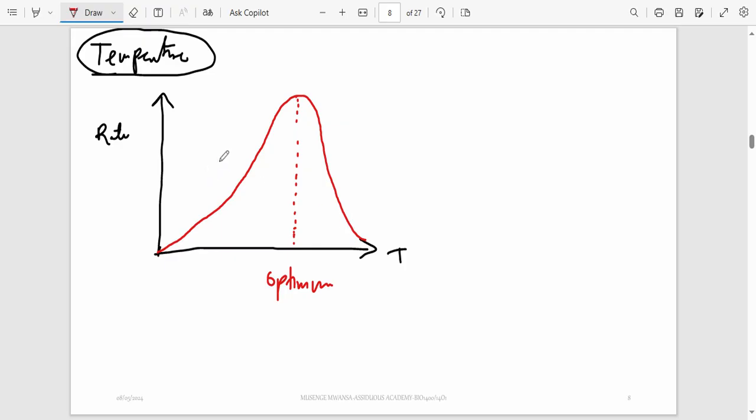What does this mean? In this region, the reaction is slow because enzymes are inactive. Okay, the kinetic energy is too little for the enzymes to work. And then in this region here, the reaction is slow not because of being inactive, but because the enzyme has been denatured. We have destroyed the enzyme. That is why the reaction is slow.